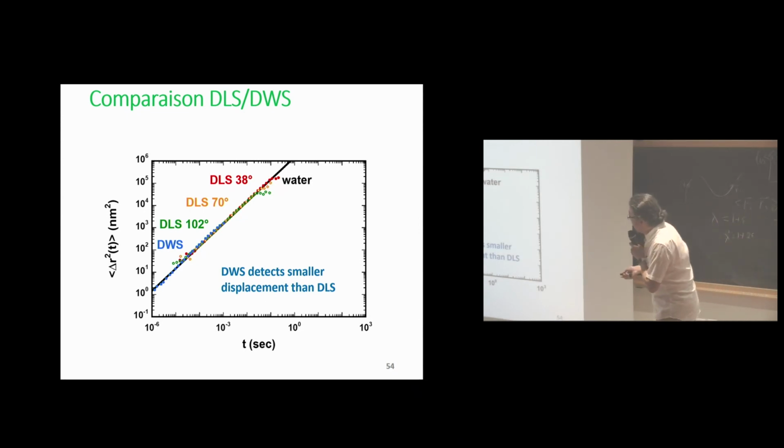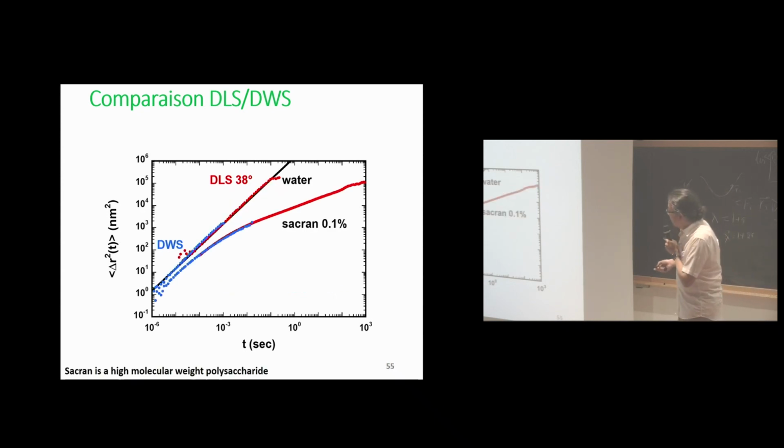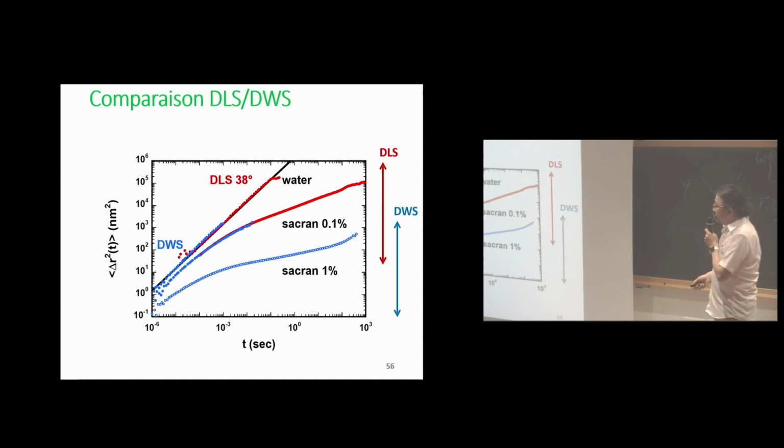So the advantage of multiple scattering, DWS, is that you have multiple scattering events, so it's more sensitive to small deformations. The mean square displacement is in nanometer squared. It can be on the order of 1 nanometer squared, so you can detect displacements roughly on the order of a nanometer. In the next lecture, I will explain what this is, but this is just a very viscoelastic polymer solution of high molecular weight polysaccharide, so we can compare DLS and DWS, with no adjustable parameters, and you can cover a very wide range of time and MSD.